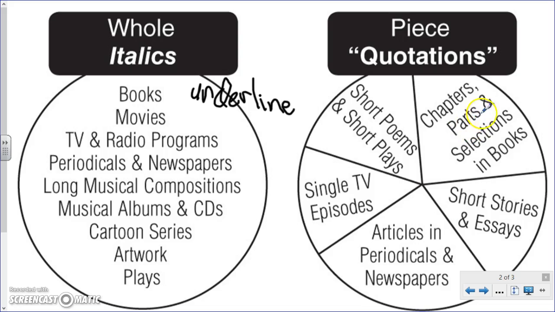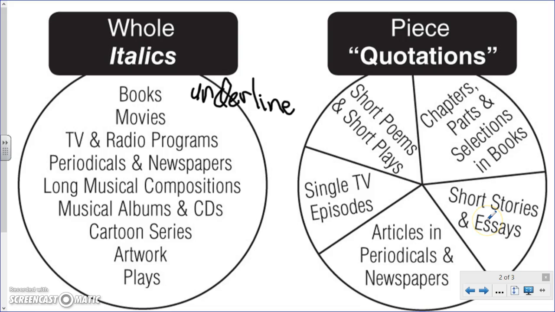Now, chapters, parts, and selections in books. So yes, the novel goes here, but here you have chapter 1, chapter 2, chapter 3. If they have names, like chapter 1 in our book is called close reading, chapter 2 is called close reading, chapter 3 is called argument, those would be in quotation marks. But when we're talking about the name of our textbook, it comes back over here and is whole and is either italicized or underlined.